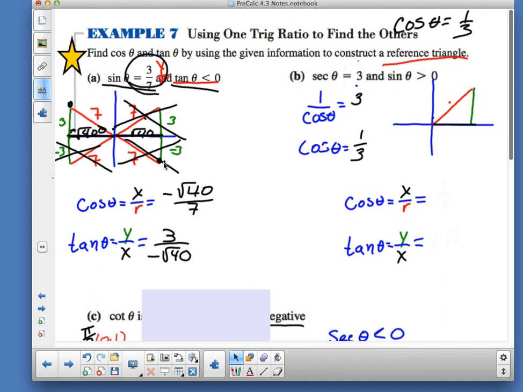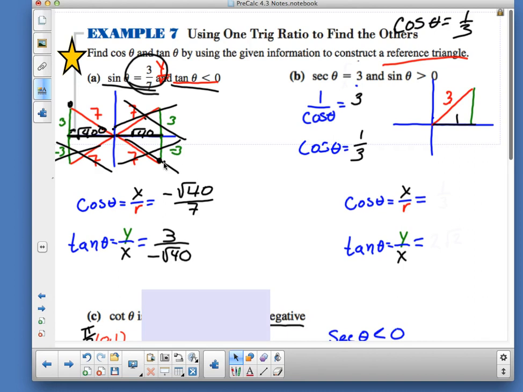Keep in mind my symptoms of what's going on in the problem. I know cosine's positive. I know sine's positive. Has to be in quadrant 1. Okay? So now, I know further that I've got a radius, or a hypotenuse, of 3 and an adjacent side of 1. Are you okay with that decision? Because cosine is adjacent over hypotenuse.